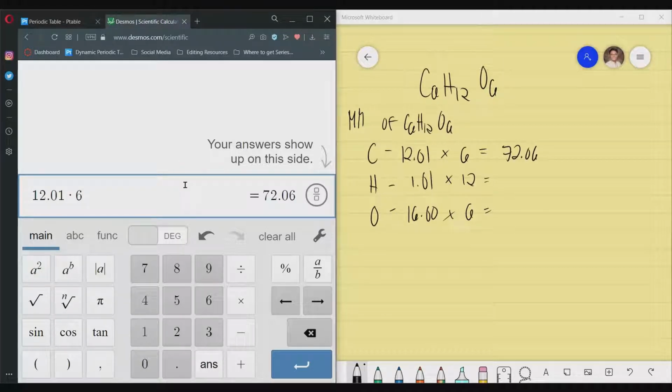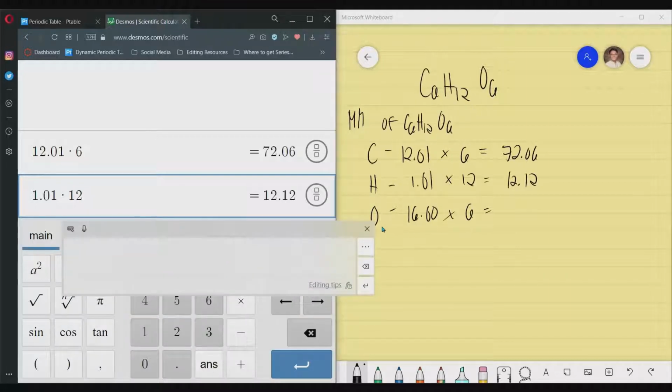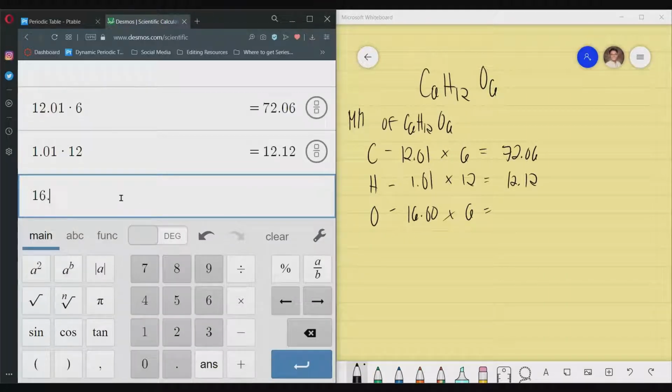Then the next one is 1.01 times 12. I'll be getting 12.12. And then for 16.00 times 6 for oxygen, I have 96.00 because I follow the least significant figure when multiplying them. So supposedly 12.12. This should be, I'll be getting this one as 12.1.